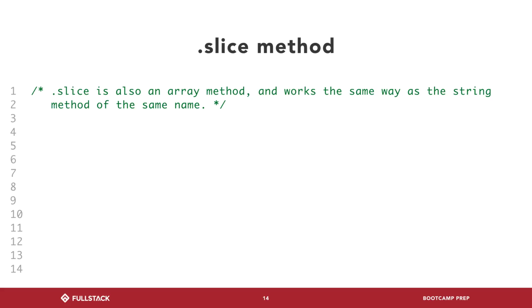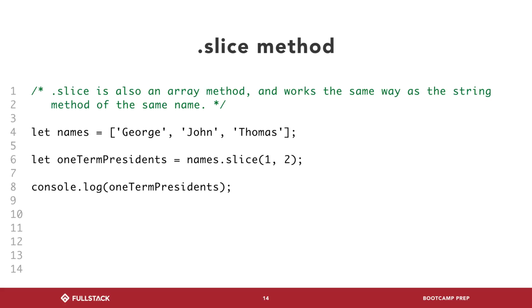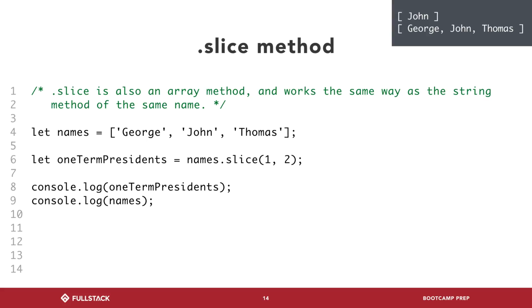Okay, a few more. Slice. Slice is an array method too, and what it does is it helps you create a copy, or not. It creates a new array, but it creates it based on a subsegment of the array. So let's see if I'm getting this correct or not.